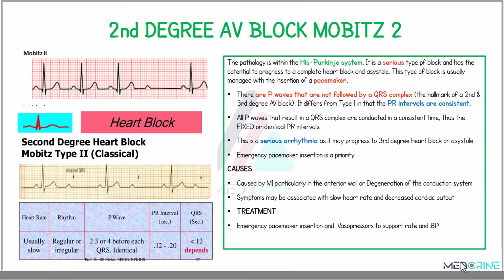Some of the characteristics of this type of block is that the rhythm can be either regular or irregular, and the heart rate is usually slow with features of bradycardia. And we may have 2, 3, or 4 P waves before each QRS complex, and these are usually identical in terms of duration.